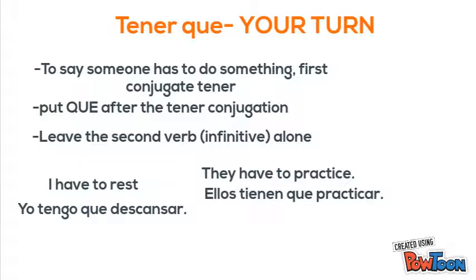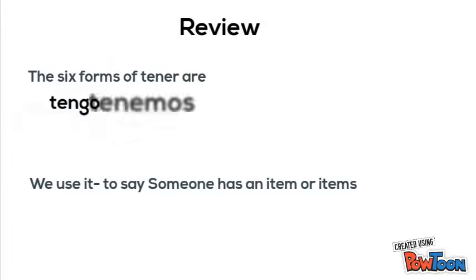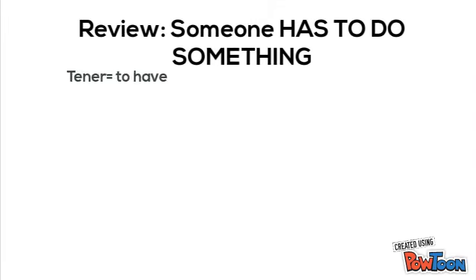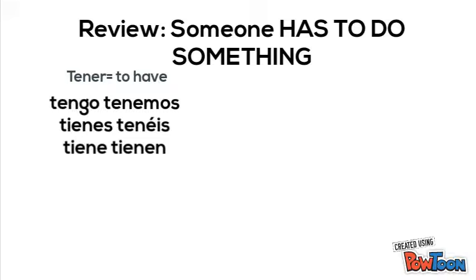Ellos tienen que practicar. To review, we have 6 forms of tener. Tengo, tienes, tiene, tenemos, tenéis, y tienen. And we use it to say someone has an item or items. To say someone has to do something, we conjugate tener: tengo, tienes, tiene, tenemos, tenéis, y tienen. We put que, and then our verb to say someone has to do something.